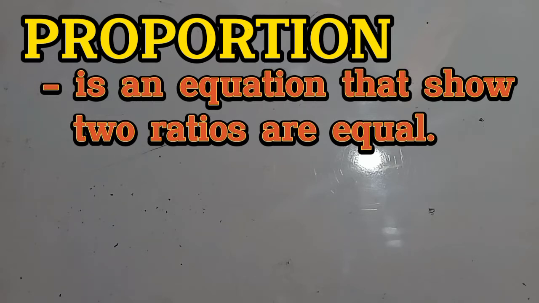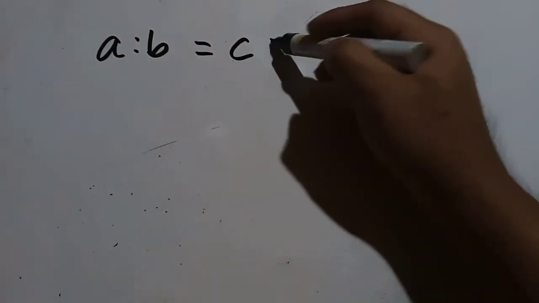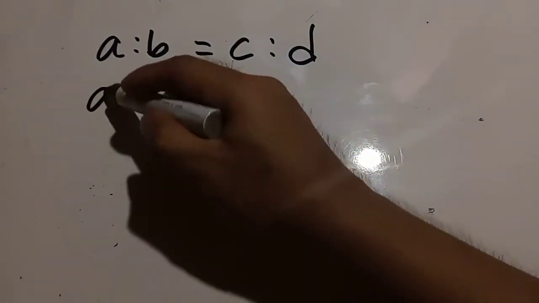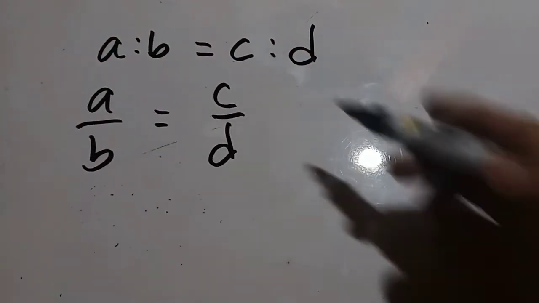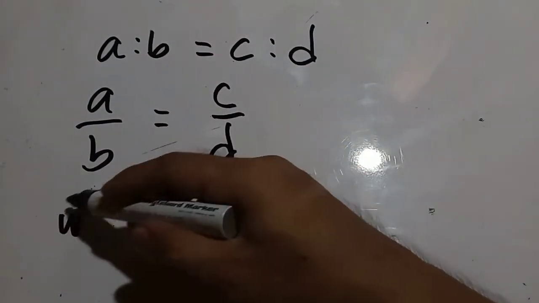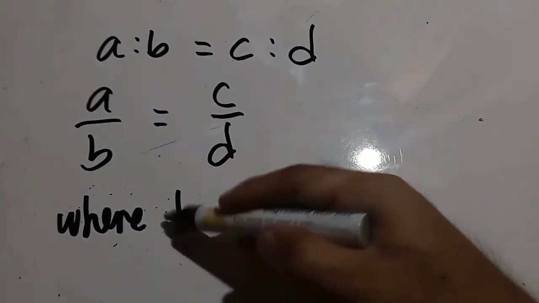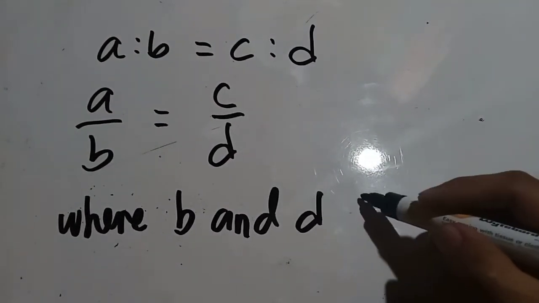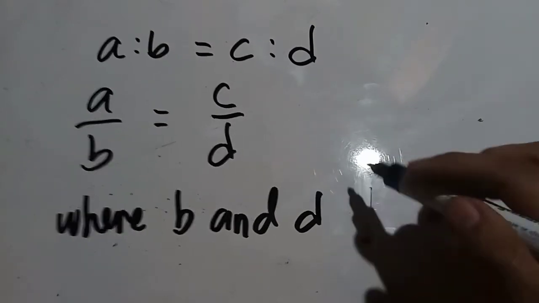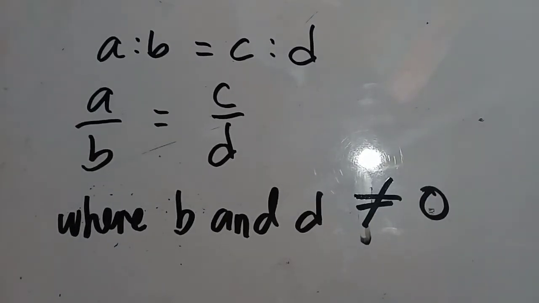So, it can be written as A is to B equal C is to D, or A over B equal C over D, where B and D are not equal to 0.